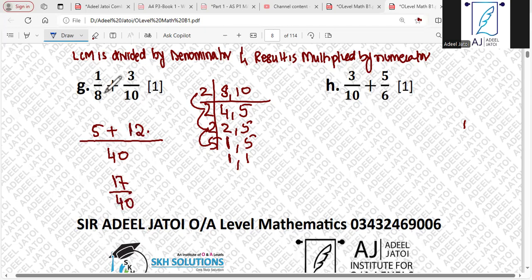Remember, the LCM is divided by denominator. 40 divided by 8 is 5. 5 ones are 5. 40 divided by 10 is 4. 4 will be multiplied by numerator. 4 3s are 12. 12 plus 5 is 17 upon 40.